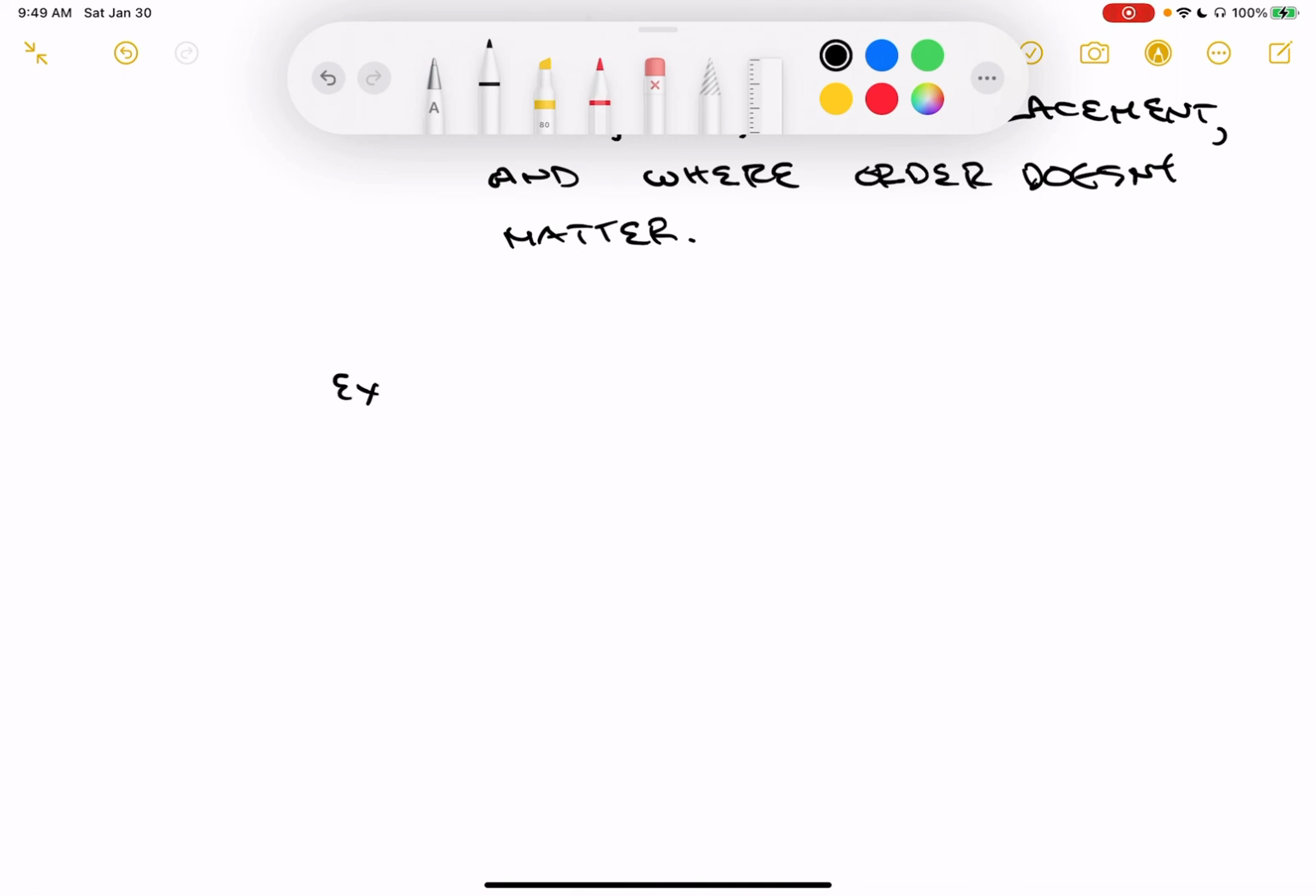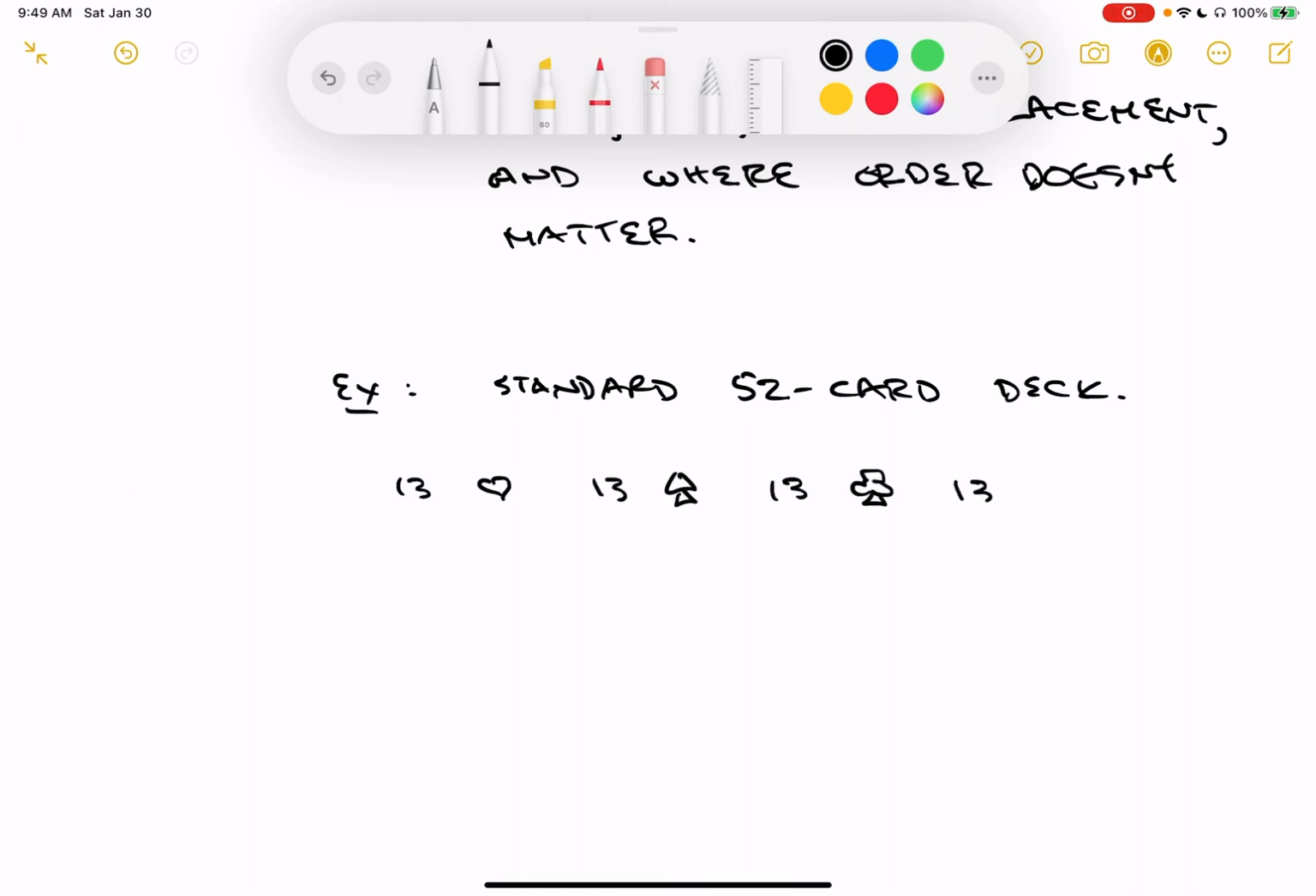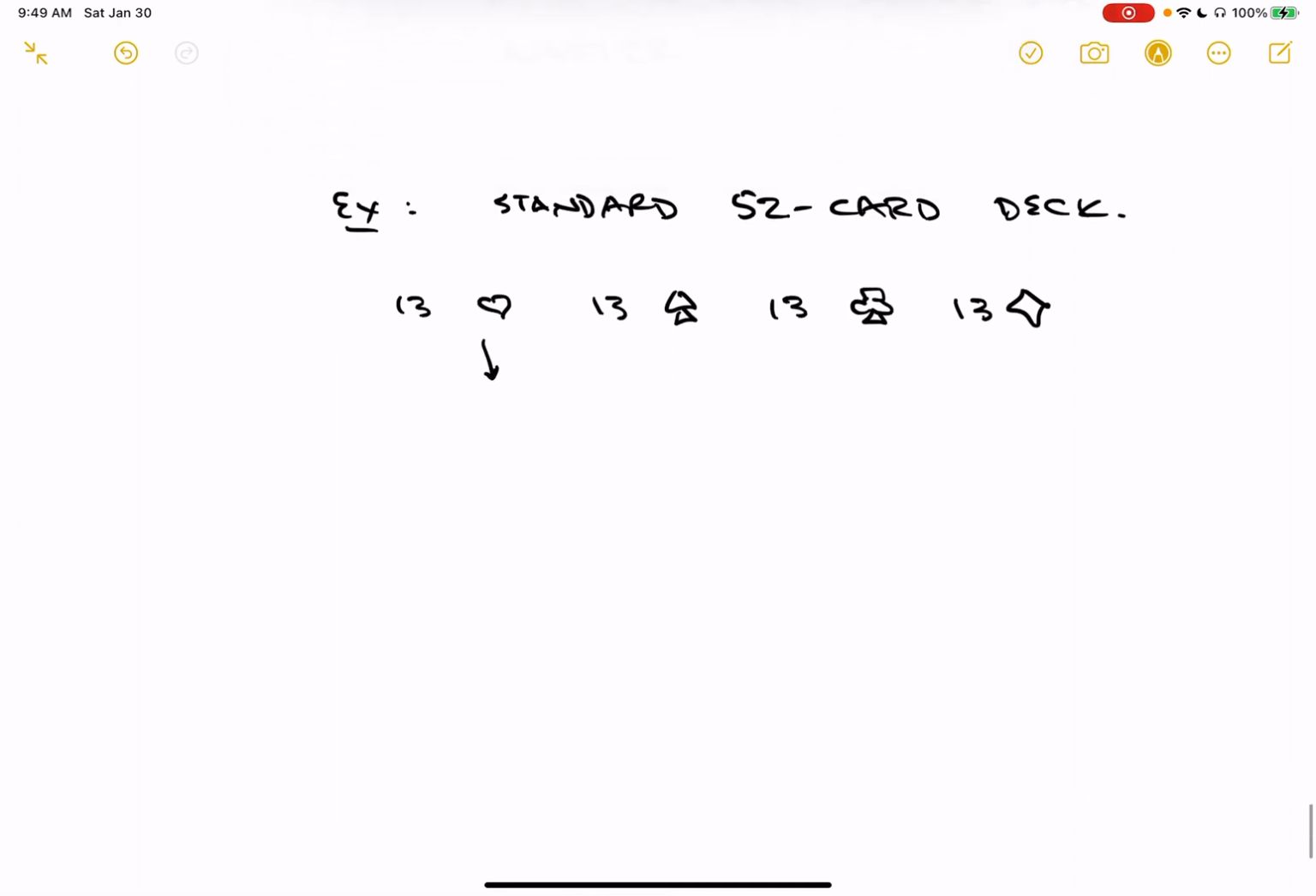So as our example, let's consider a standard 52 card deck. In that standard 52 card deck, there are 13 hearts, 13 spades, 13 clubs, and 13 diamonds. The cards within any one of those suits, the hearts, clubs, spades, and diamonds, have a face that goes from 1 to 10, and then there's also a jack, queen, and king.